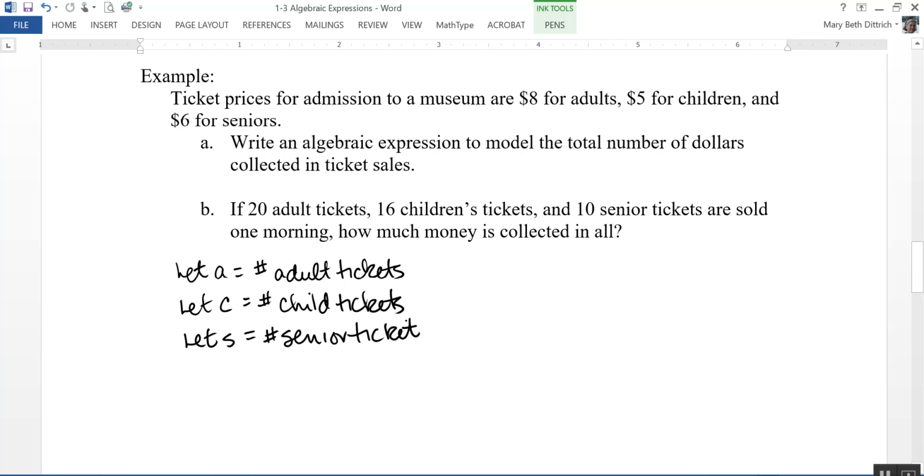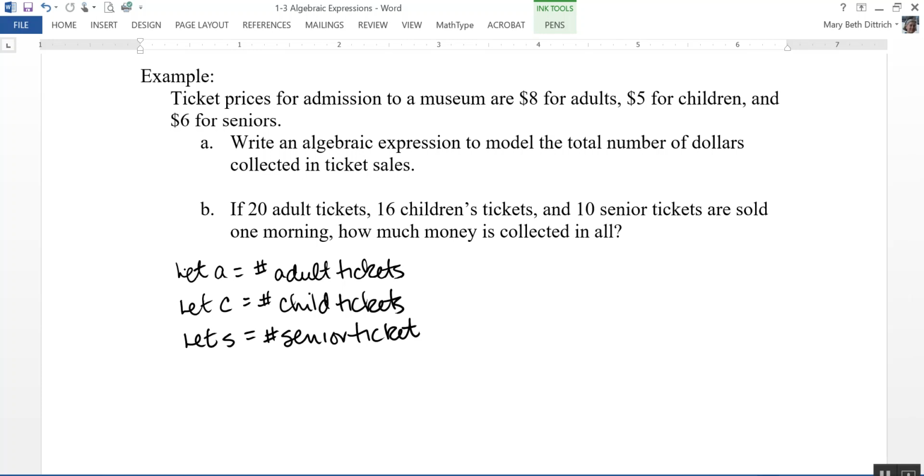Let me say something about what I just did there. I chose the letters A, C, and S because that's what they stood for. A lot of times people like to use X, Y, and Z. If it actually stands for something, I try to pick a letter that's a little closer to that. The other thing I want to point out is I didn't say let A equal adult, let C equal child, let S equal senior, because there's actually two things that I need to know about adults: the cost of an adult ticket and the number of adult tickets. So when you're defining your variable, make sure you are specific.